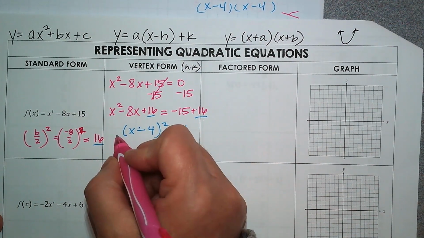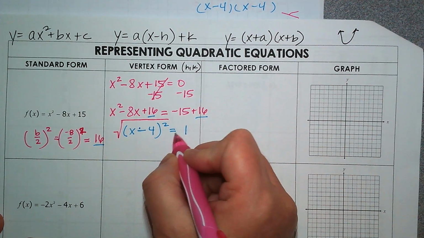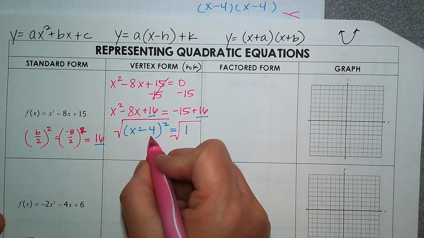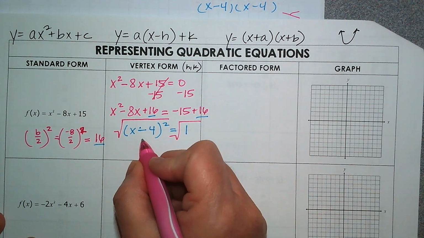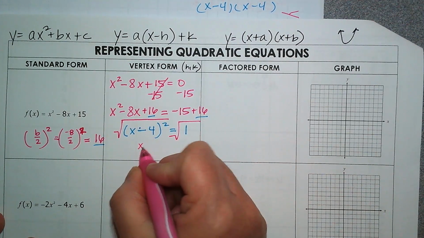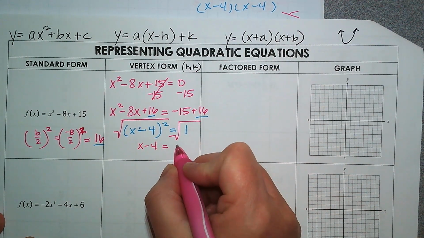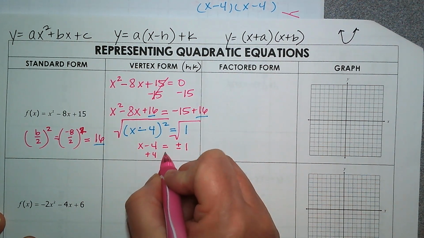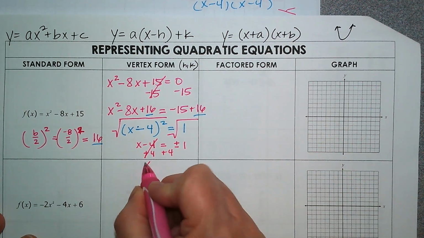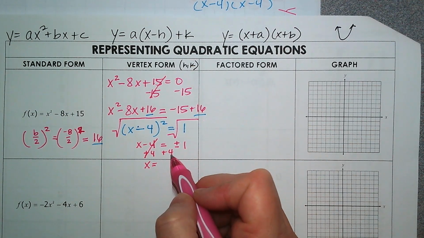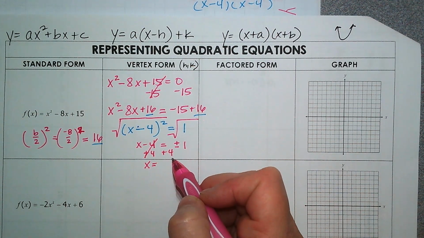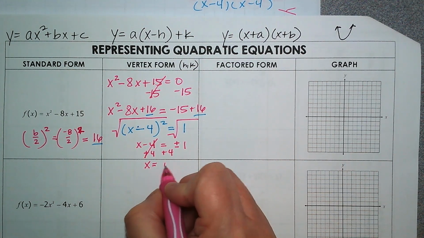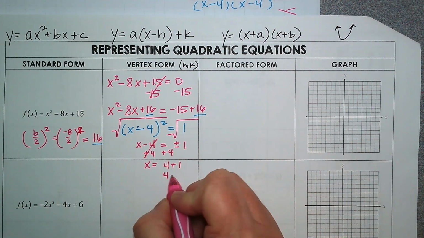Then you're going to take the square root of both sides. Anytime you take the square root of something squared, the answer is just that thing. So the square root of (x minus 4) squared is x minus 4. The square root of 1 is plus or minus 1. To solve for x, I need to add 4 to both sides. When you add or subtract this number, make sure you put it in front of the plus or minus. That's how you get your 2 solutions. So x is going to be equal to 4 plus 1 and 4 minus 1.